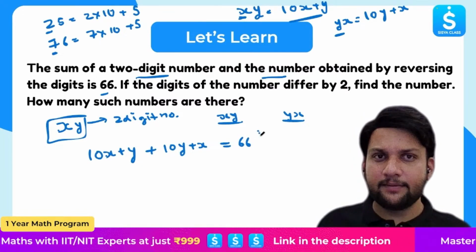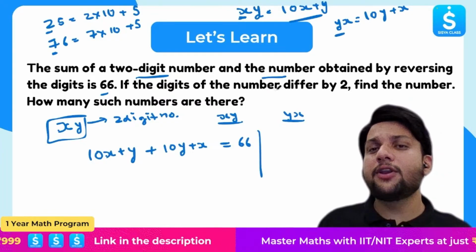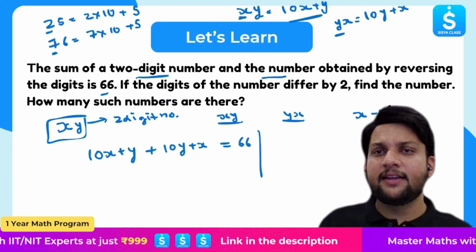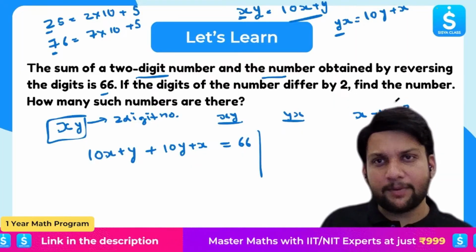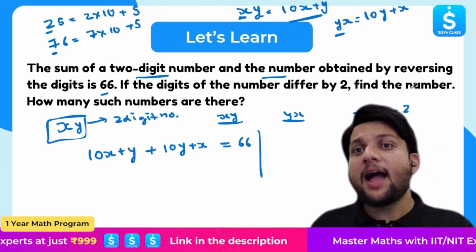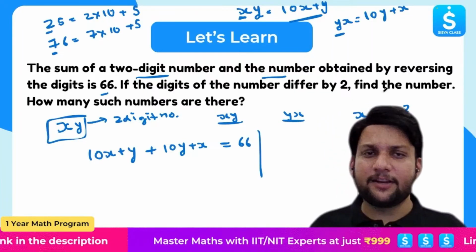Now, if the digits of the number differ by 2, that means x minus y is equal to 2. That is what is meant by difference, right? So x minus y is equal to 2. We have to find the number and how many such numbers are there.